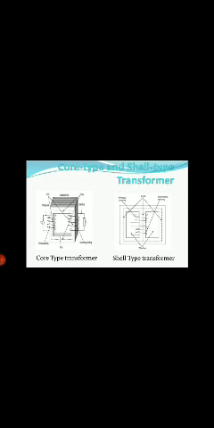Now, the difference between core type and shell type. Here we can see the core type transformer and the second one, the shell type transformer. This is the constructional part. In the core type transformer a square laminated core is used, made with the help of L type stampings. In the shell type transformer there are three limbs: the first, the second or central limb, and the third limb. On the central limb we wind the windings.